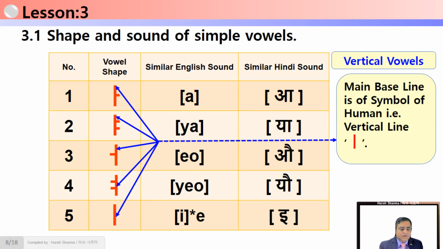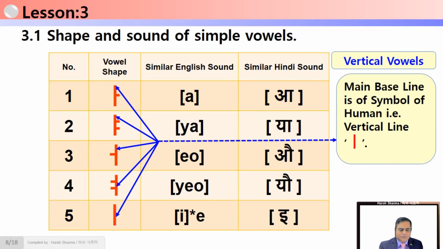This is a very, very important part. Any vowel which has a vertical line as its baseline, we will club into the vertical vowels. It will make our journey smoother and easier. Again, we have completed 10 vowels. See, 5 are vertical vowels.